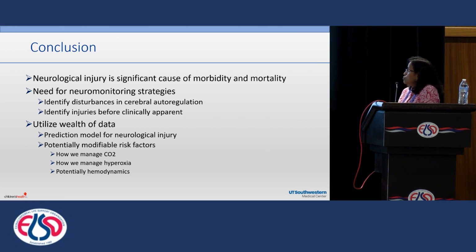So hopefully, the conclusion that I have is that neurological injuries, all of us agree, are a significant source of morbidity and mortality. There is a need for a better neuromonitoring strategy so that we can identify the patients before it is clinically apparent. And at least in pediatrics, we have shown that clinical ability to recognize neurological injury is not that great. And maybe this will be an opportunity for us to utilize the wealth of data that we get on these patients to come up with prediction modeling and say, can I identify at least 2 or 3 risk factors that then I can potentially use for an interventional trial.